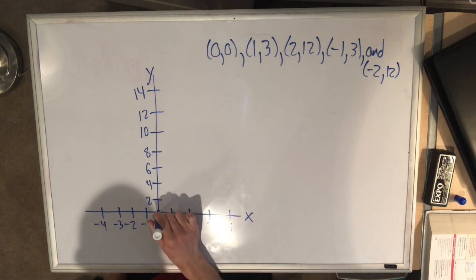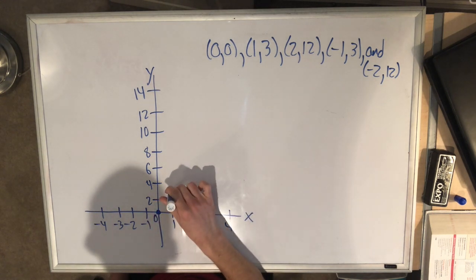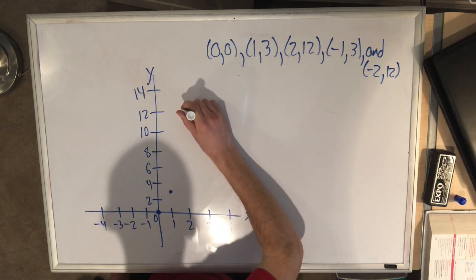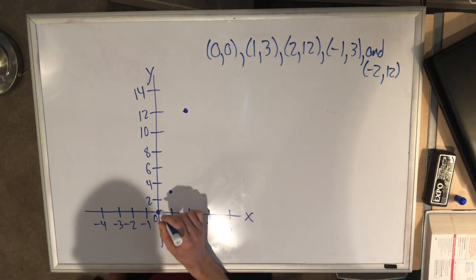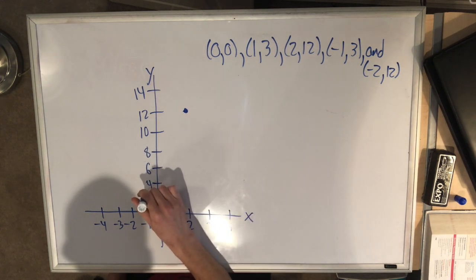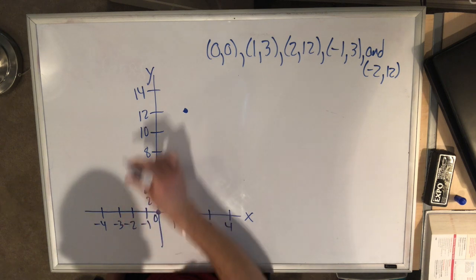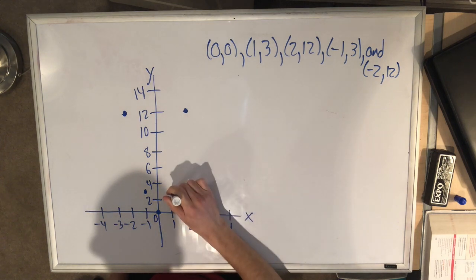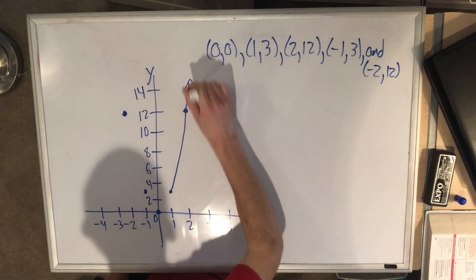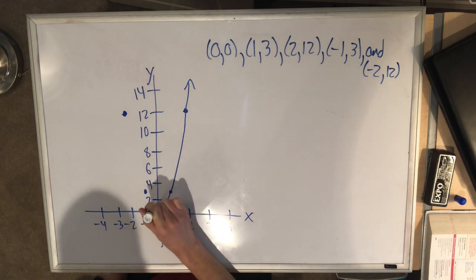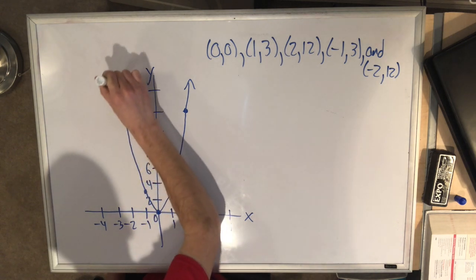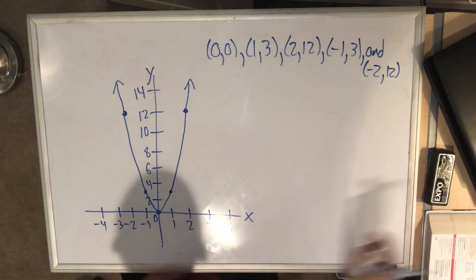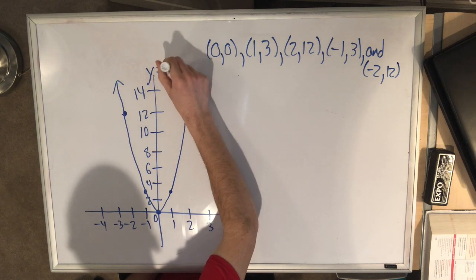Okay, so 0 comma 0, 1 comma 3, 2 comma 12, -1 comma 3, and -2 comma 12. So it forms a parabola, a U shape, whenever you graph a quadratic equation. So there you go, there's the graph of y equals 3x squared.